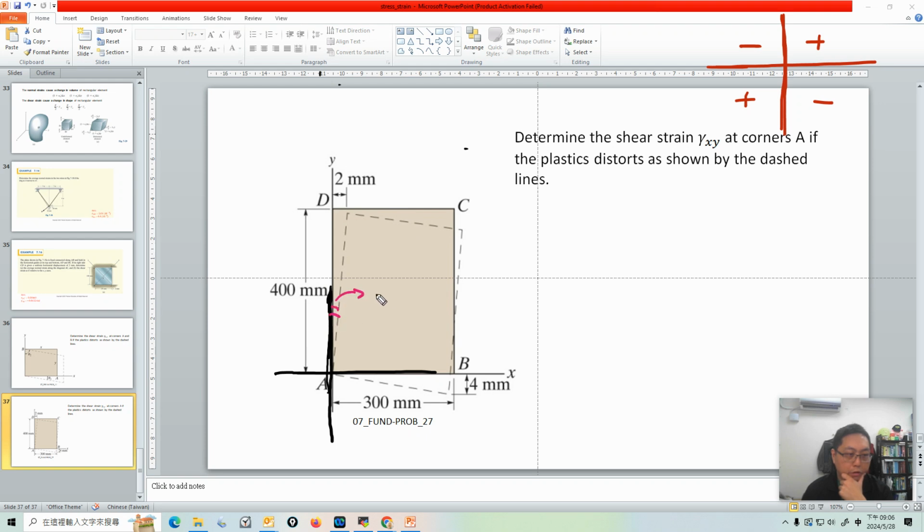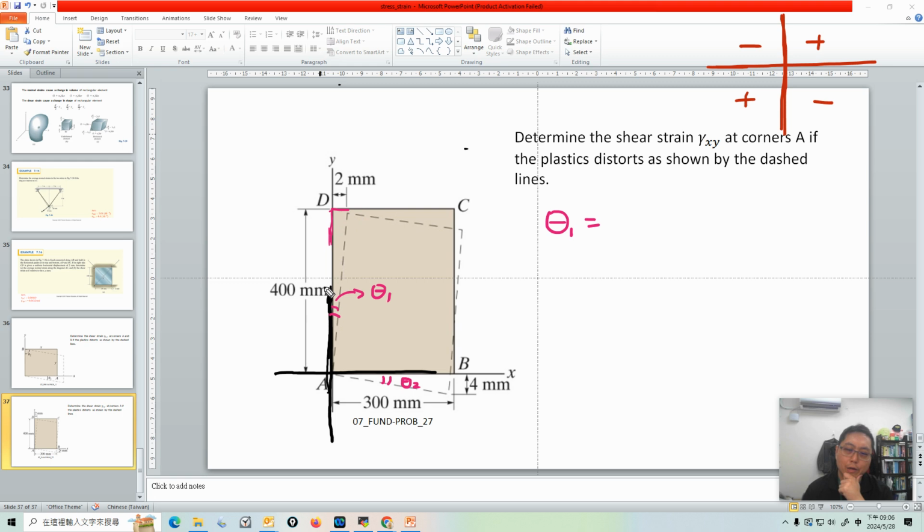I call this theta 1. For the horizontal axis, after deformation, the change is here. So let us calculate theta 1 and theta 2 first. What is theta 1? We can see here is a triangle.